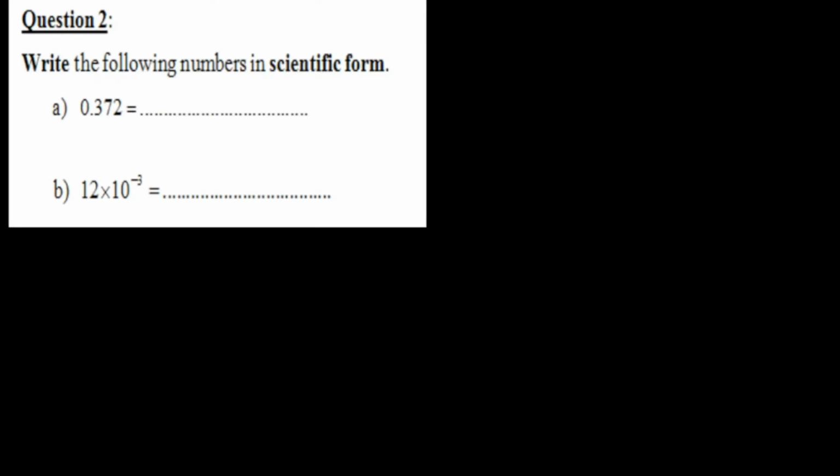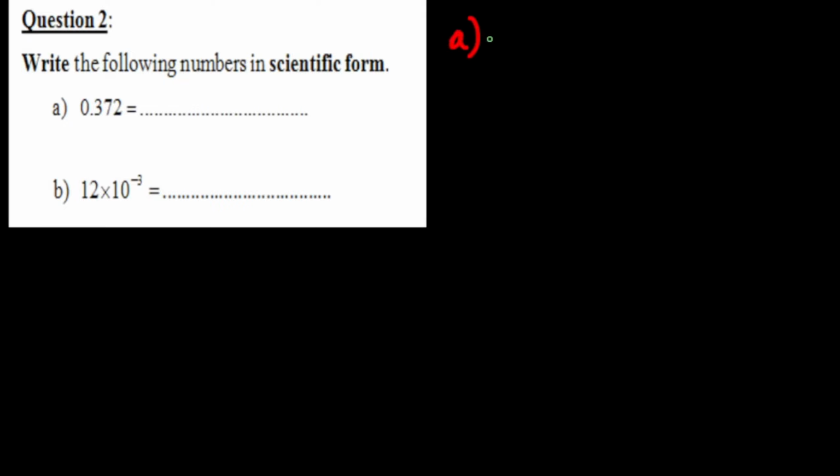Moving on to question number 2, where we have to write the following numbers in scientific form. When you're asked to write a number in scientific form, that means there's one number before the decimal point, and then you can write all the numbers after, multiplied by 10 to the power of something. So let's start solving so that you understand what I mean and get the concepts better.